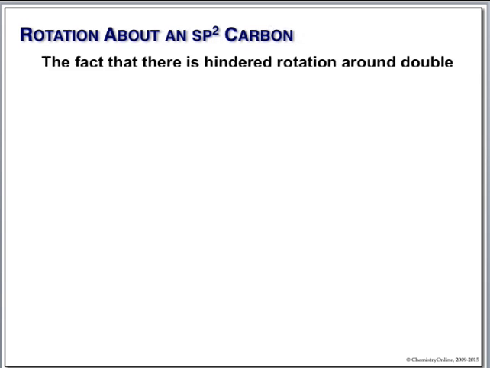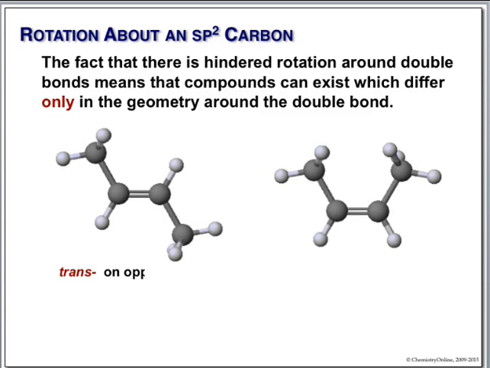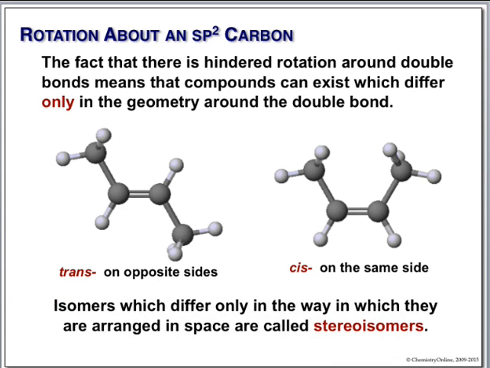That means that when we're dealing with compounds that have carbon-carbon double bonds, we can get isomeric structures that differ only in the placement of groups around our double bond. On the opposite side, we'll tend to call these trans. We'll change that later. On the same side, we will call these cis. And again, this is a simple example of what we call stereoisomers. And we'll deal with stereoisomers in great detail in chapter 6 or so.